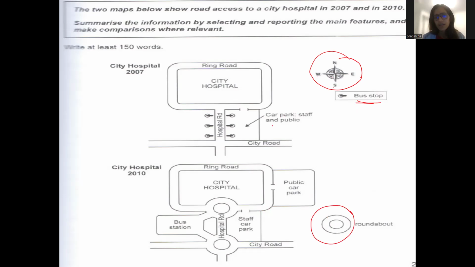Here, car park and car park staff in public. It was like this: the car park staff is now only for staff, right? It's not public anymore. The public car park is here. So parking has changed. This sort of a thing, I am not sure what it is, but we can also ignore it if we don't know it, if you're not sure about it. But here they have added a bus station. There are two roundabouts now, right? So instead of 0 roundabouts, there are 2 roundabouts. So these are the essential changes, right?